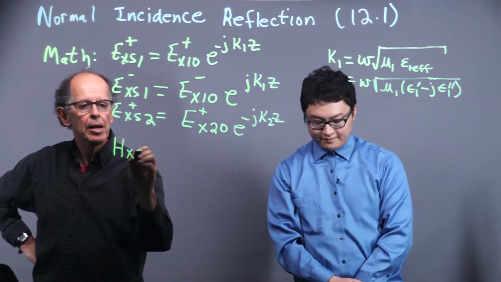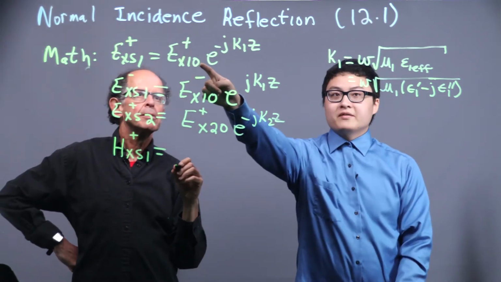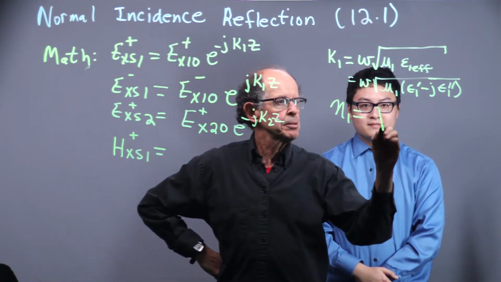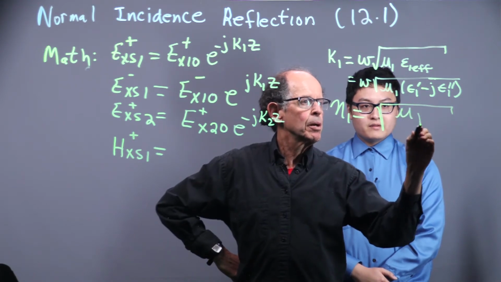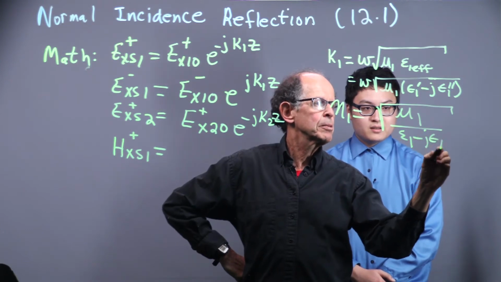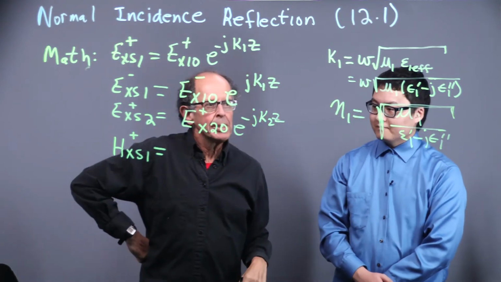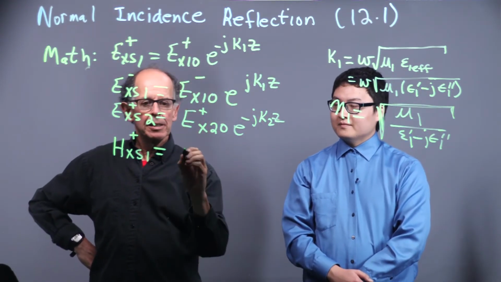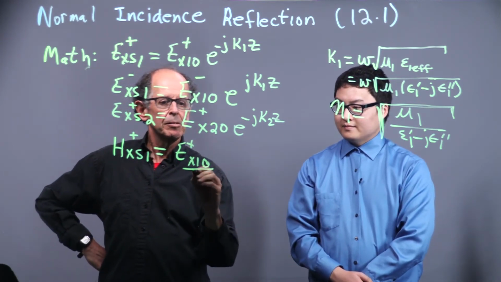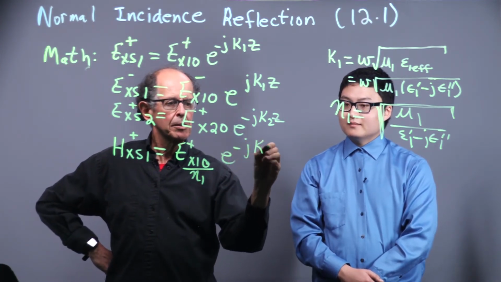H_x^s1 plus is equal to what? That divided by eta 1. Eta 1 is equal to the square root of mu 1 divided by epsilon 1 minus j epsilon 1 double prime, all square rooted. OK, so let's do that. That's pretty straightforward: E_x1,0+ divided by eta 1 times e to the minus j k1 z.